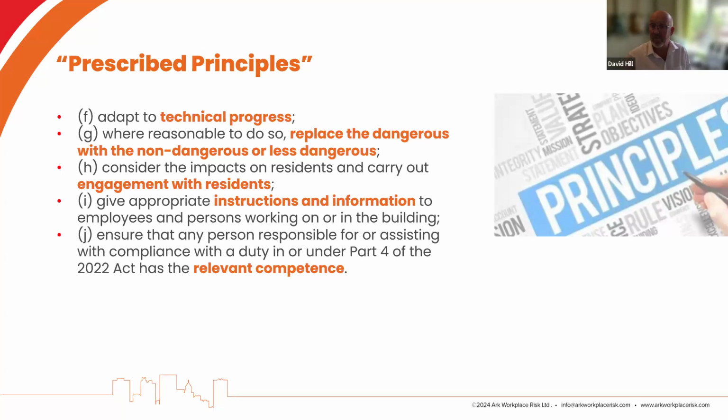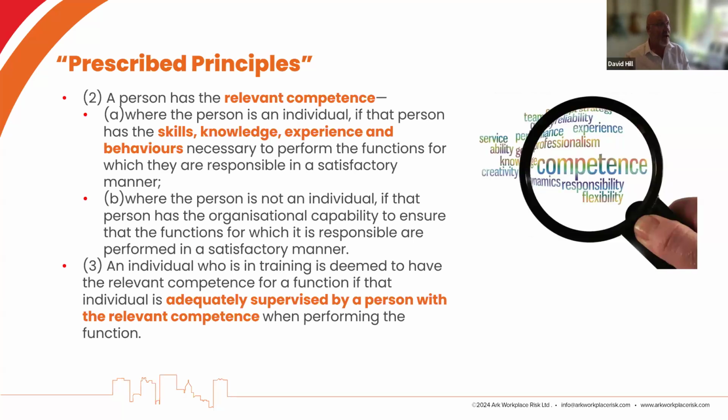Now, I'm very conscious that I'm coming towards my end, and I might just jump over the last few processes here, but I just want to spend 1 minute on competence, because it is very key. Within the prescribed principles, they have suggested that a person can have individual competence, but if it's not an individual, we could be looking at organizational capability. There is some very, very good guidance out there now in respect of organizational capability coming from the likes of the Building Safety Alliance. They've got a fantastic document out called BSA 1, and I would strongly recommend that you look at it.